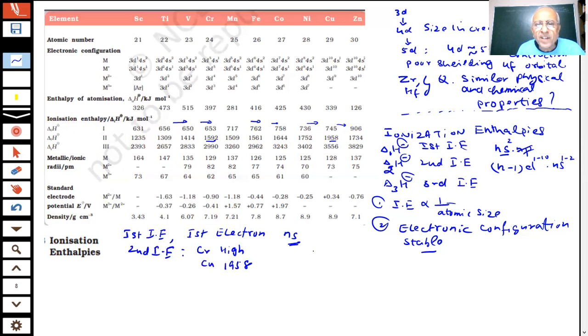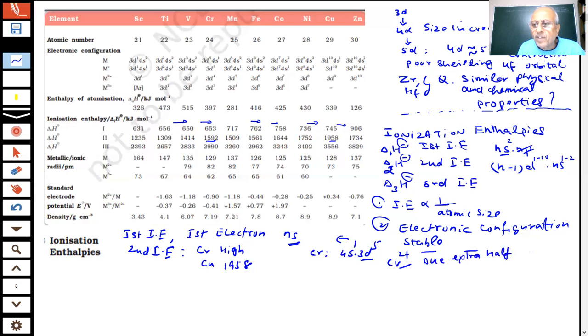What is the electronic configuration of chromium? Chromium is 4s1 3d5. That means after the 4s electron is removed, it has d5, which is half filled, a stable configuration. So you can see that the removal of the first electron is not requiring that much energy, but for the second, there is a big increase in energy in the case of chromium. So Cr2+ will be more difficult to form. It has a higher ionization enthalpy due to extra stability of the half filled configuration.